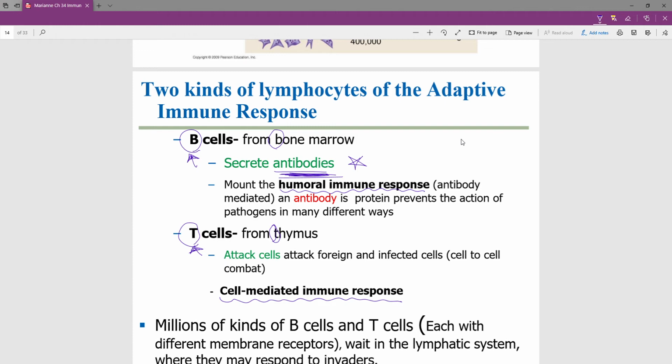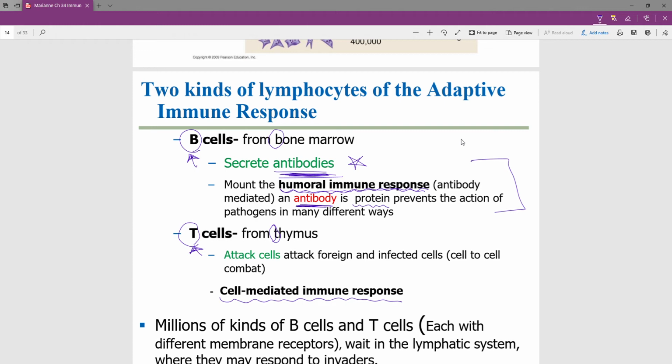And so the humoral immune response is antibody mediated. So an antibody is basically generated from an antibody generator. And it's basically just a tiny little protein that has a few different mechanisms that all basically prevent the action of pathogens. So we'll talk more about this in a coming slide.